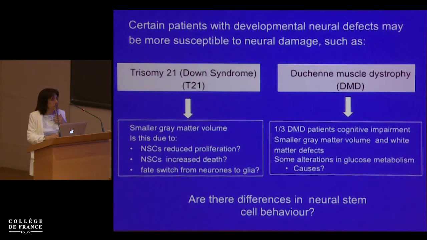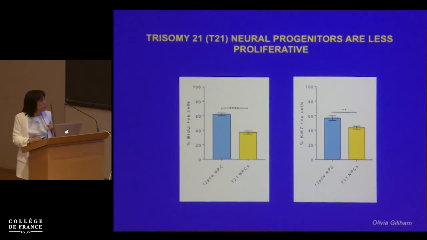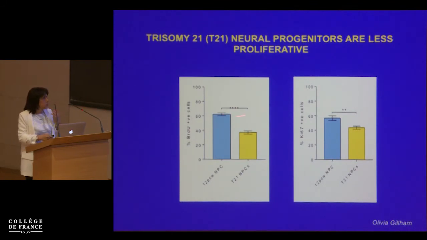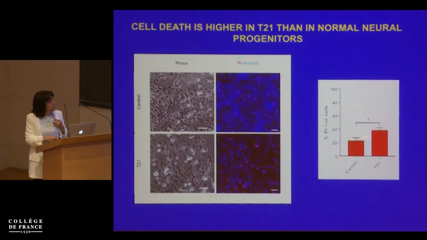So in both cases, obviously, we have to use induced pluripotent stem cells. My student, Olivia, generated a number of lines, and she asked whether this reduced mass is due to death of the neural stem cells during development, to their reduced proliferation, or to potentially switching fate. And what she found, using both BrdU and Ki67, is that there is a significant decrease in cell proliferation in the trisomic neural stem cells. But there is also a significant increase in the percentage of dead cells.